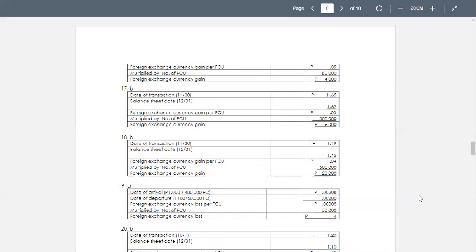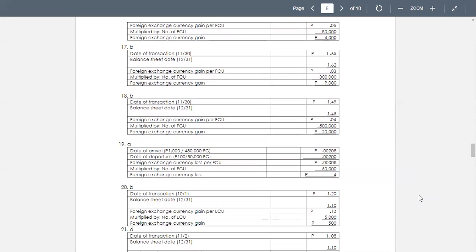Okay? Then in number 20, the answer is B, as in boy, the amount of 500 gain. It's a gain because as of the date of transaction, the rate is higher than as of the balance sheet date. And number 20 involves various transactions during the year. So number 20, the answer is B as in boy.